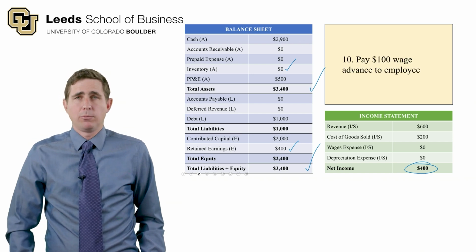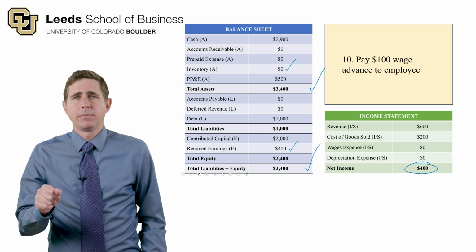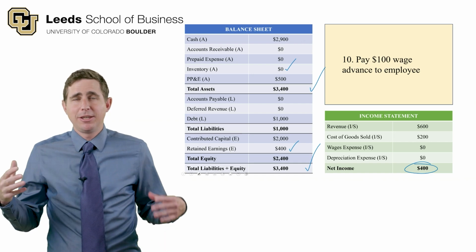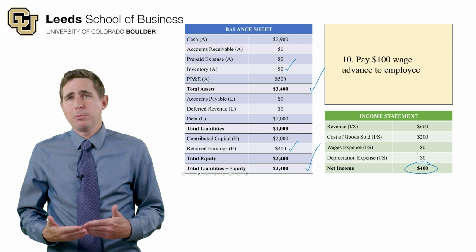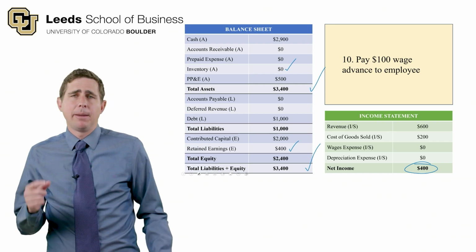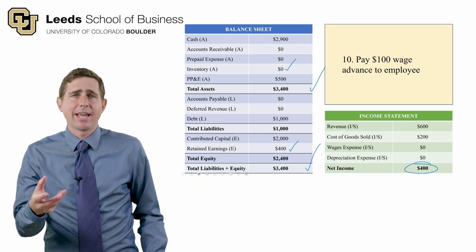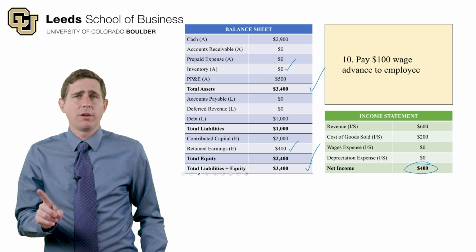Transaction number 10. Remember, we got 12 transactions total. So transaction number 10, we don't do this by ourselves. We've got an employee, or maybe I'm the only employee and I'm going to pay myself. But the employee actually wants an advance, okay? So the employee hasn't earned this $100 yet.